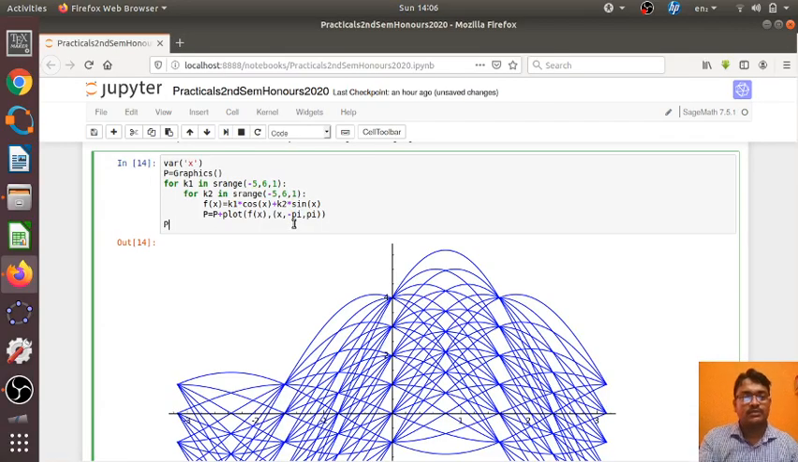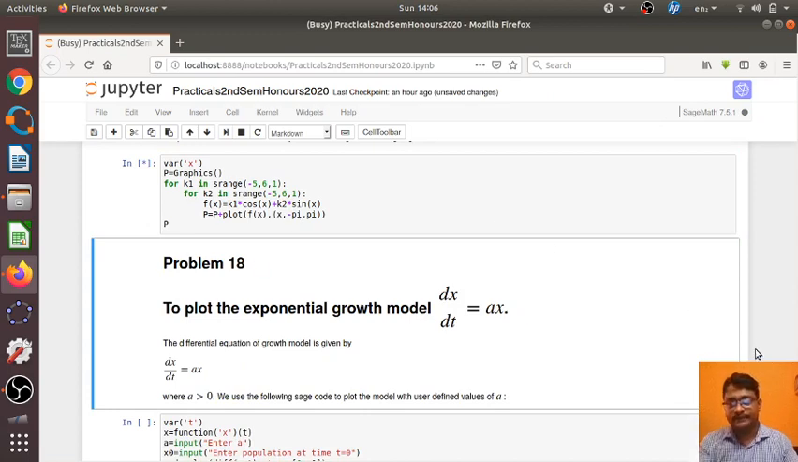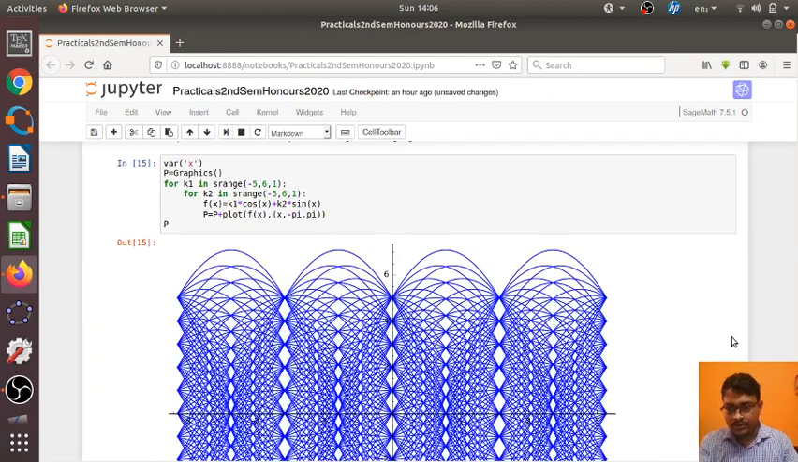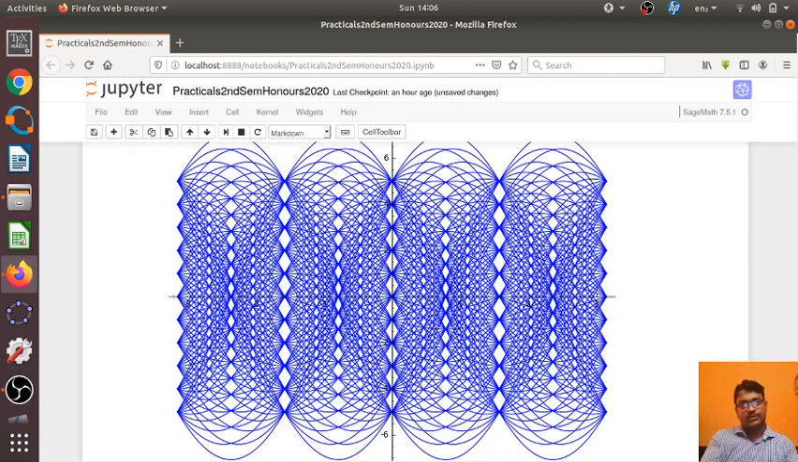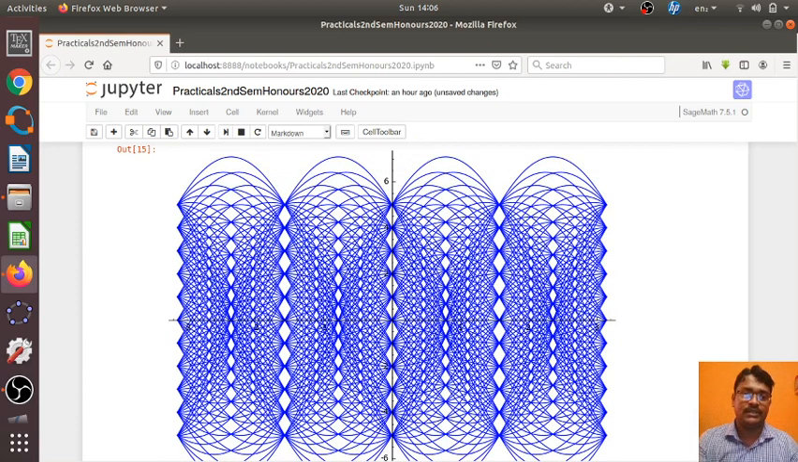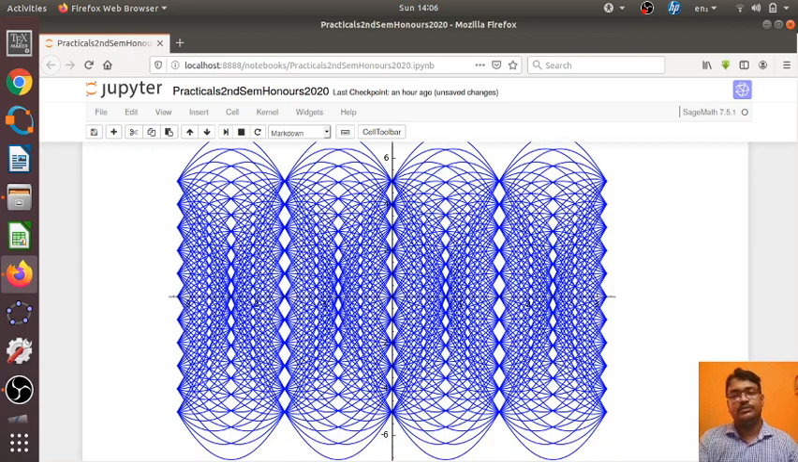So let us see how it looks. It will take some time because we have included more values here. See, so this is the pattern. Nice sort of designs that we can get.